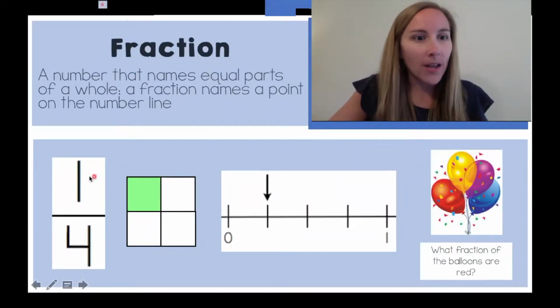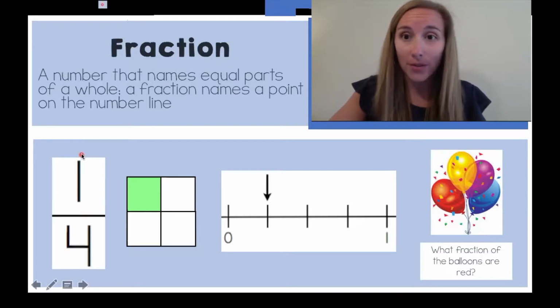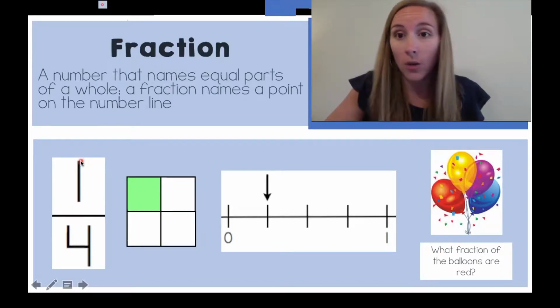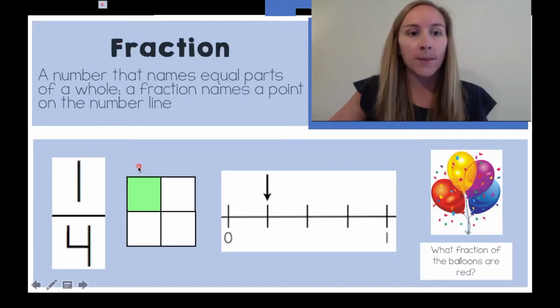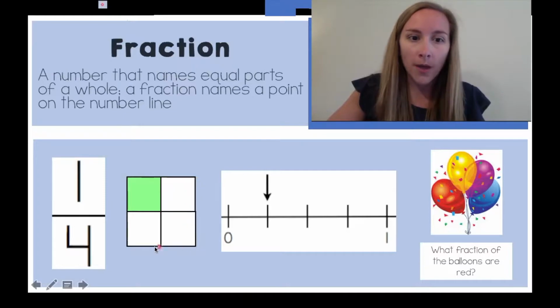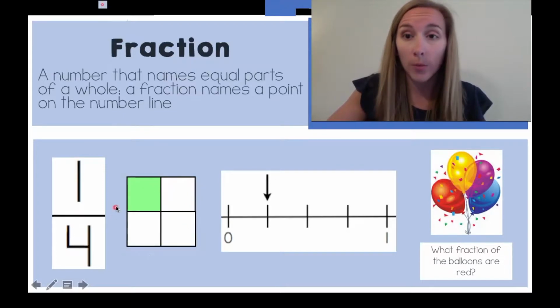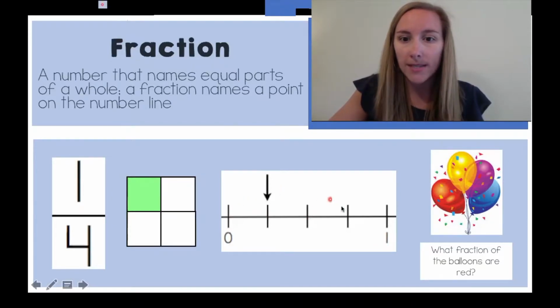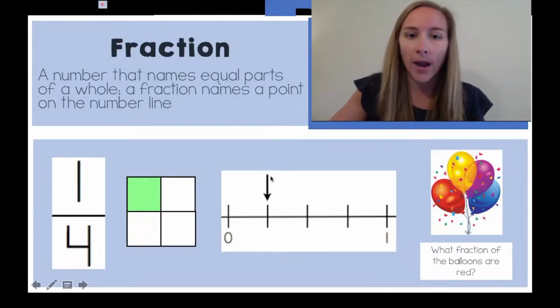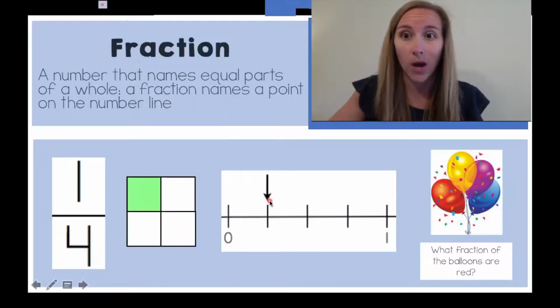We are talking about the fraction 1/4. That would be the standard way to write that fraction. In our model, that would look like I have 4 parts in the whole with 1 shaded in. On my number line, I have it marked from 0 to 1 with 4 spaces from 0 to 1 with my arrow pointing to that first spot.